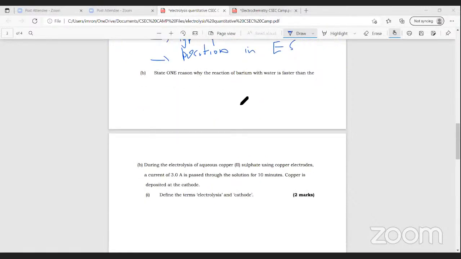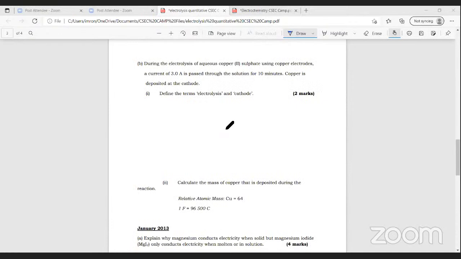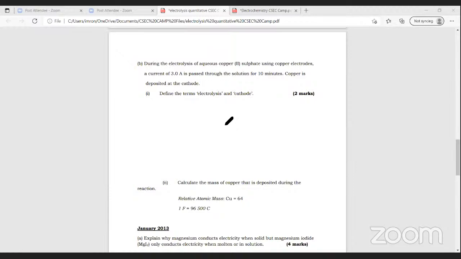State one reason why the reaction of barium with water is okay. Okay, that question was cut off. We can stop here. Last part, copper electrode. A current of 3.0 amps is passed through the solution for 10 minutes. Copper is deposited at the cathode. Define the terms electrolysis and cathode.